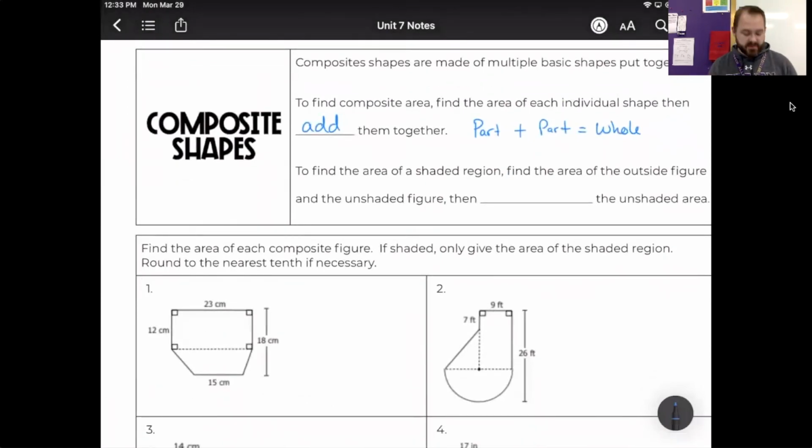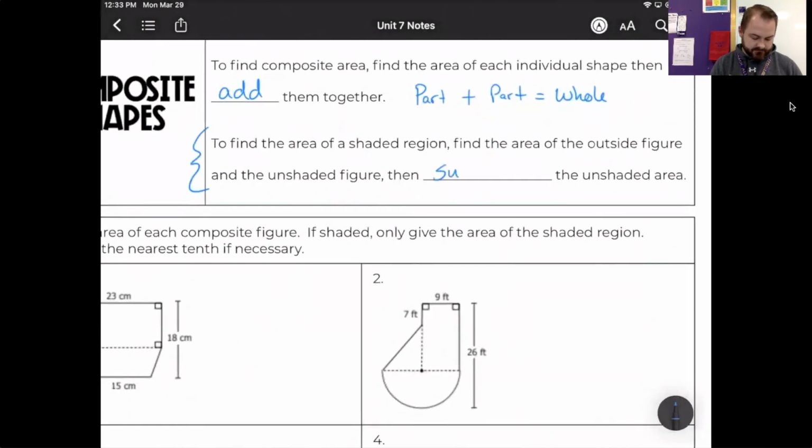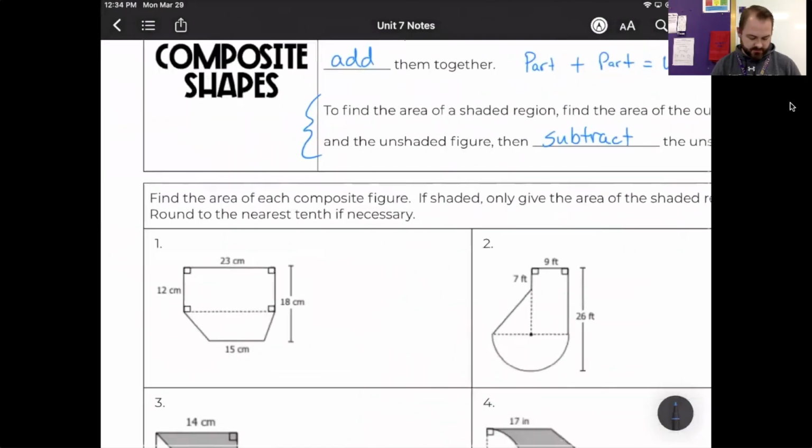All right, now there's another topic here we're going to look at. To find the area of a shaded region, like you'll see in examples 3 and 4, we're actually going to find the area of the outside figure, and then we're going to subtract the unshaded area. And I'll explain that as we go through those examples. But first, let's do numbers 1 and 2.